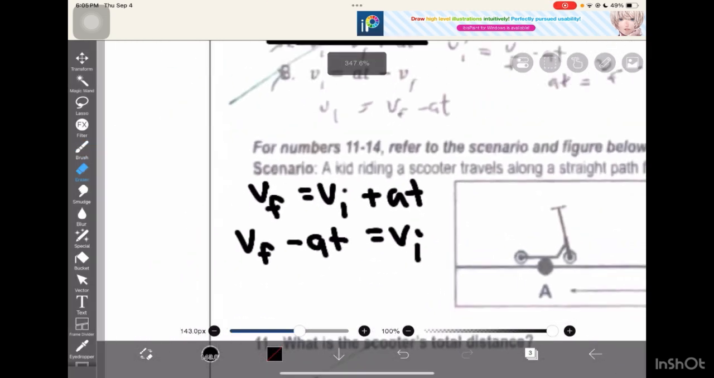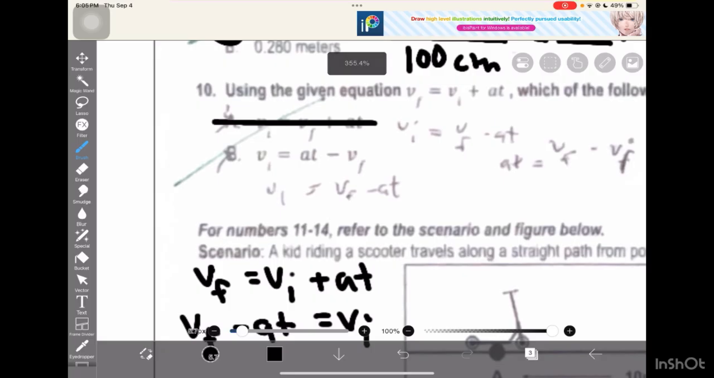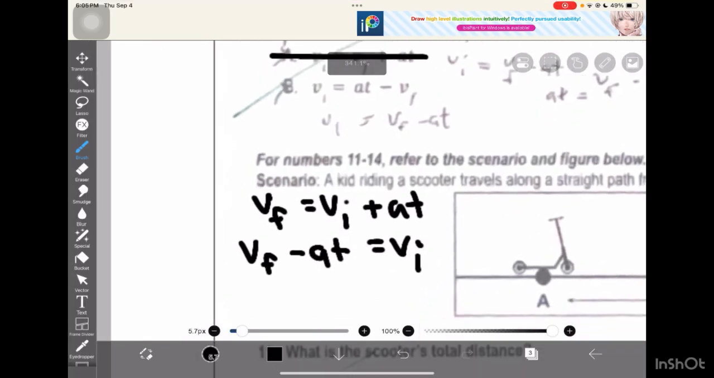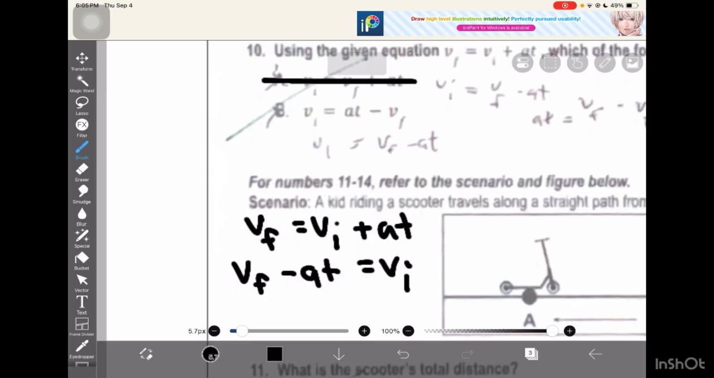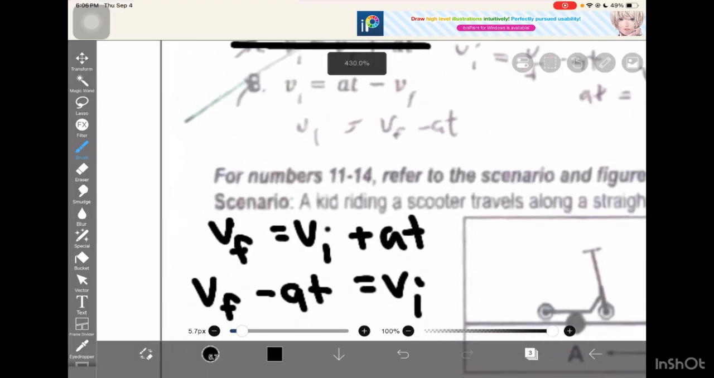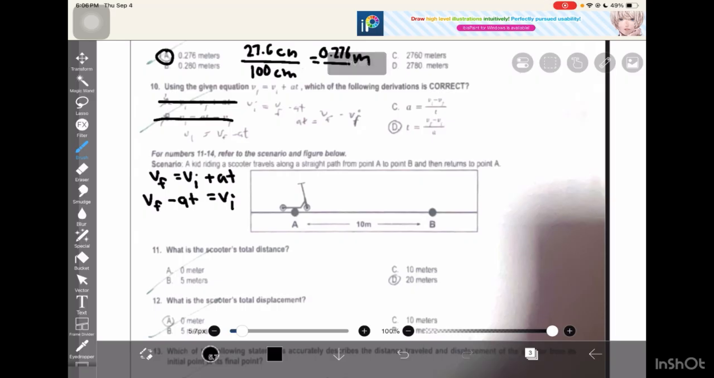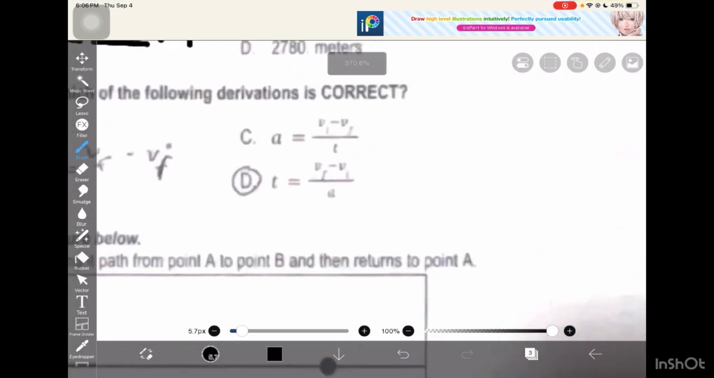Next one. V sub I is equal to AT minus V sub F. So as you could see, V sub I is equal to V sub F minus AT, which is also not the same. The AT is positive here, but negative there, and vice versa. So this is wrong. So we're left with letter C or D.